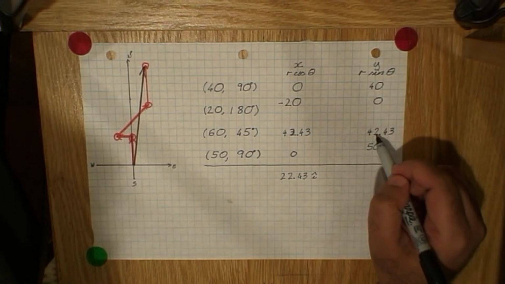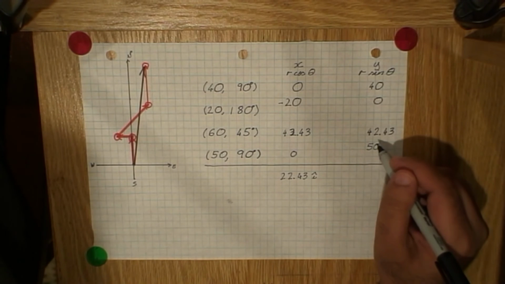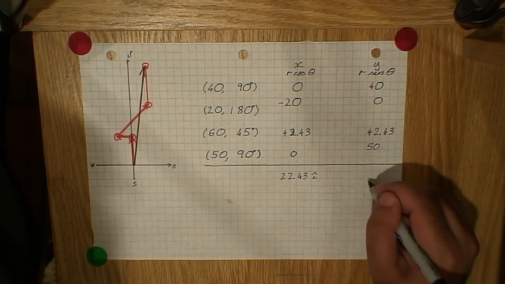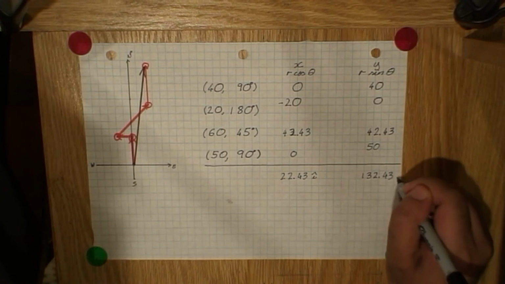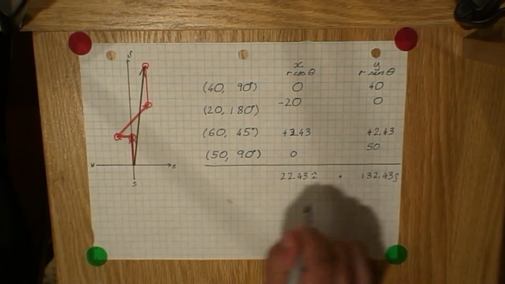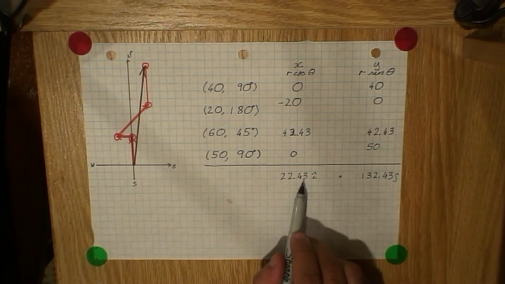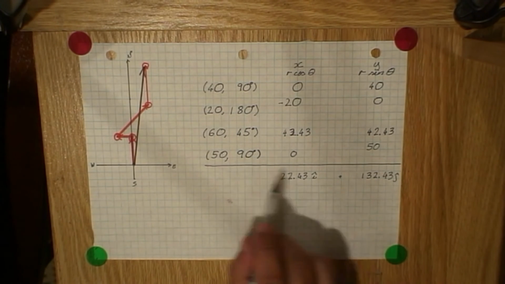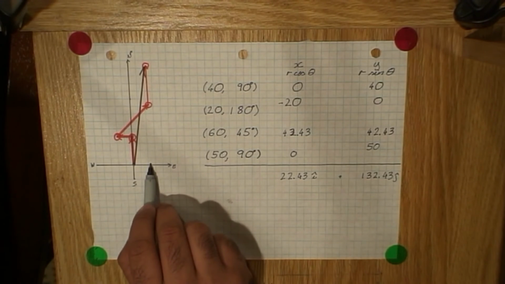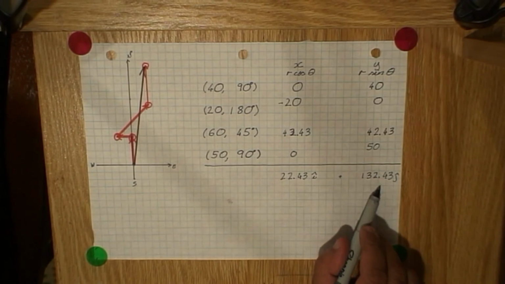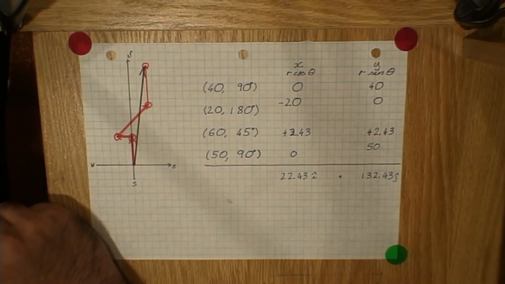And 40 plus 42.43 plus 50, that'll give us 90 plus 42, which is 132.43 j hat. So this is our overall position of our mailman. 22.43 i hat, that is 22 kilometers east of where he started from, plus 132.43 j hat, that's 130 kilometers north of where he started from.